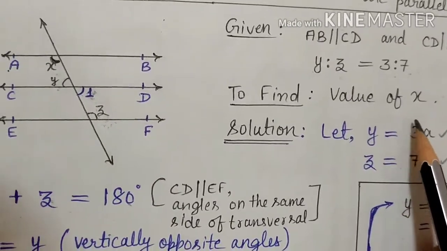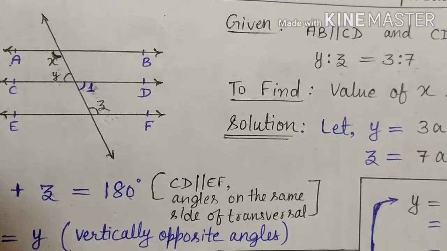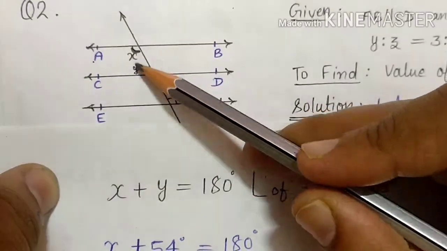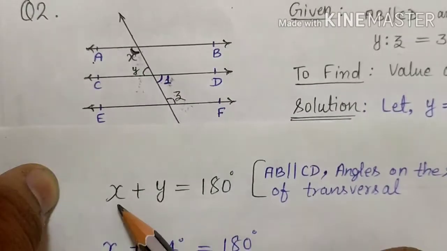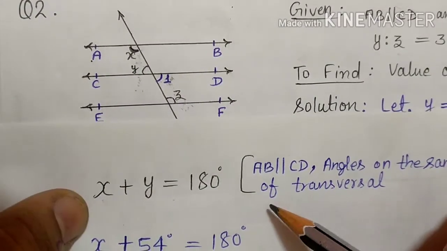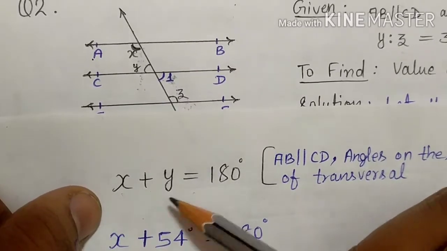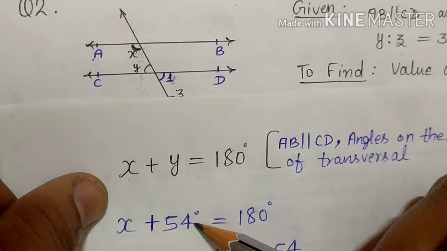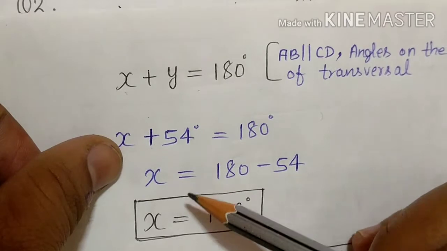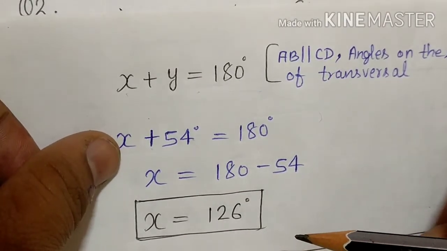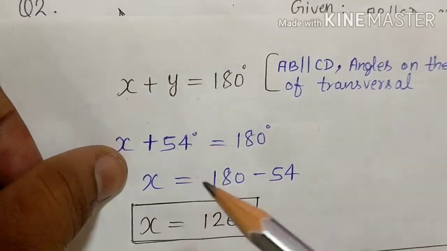Now what we have to find out? We have to find the value of x, this x here, okay? So see what we will do here now. As we can see here, this x plus y, they are coming on the same side of the transversal. So their sum is how much? 180 degree. So we can write x plus y equals to 180 degree, as AB is parallel to CD and these are angles on the same side of the transversal. So x we don't know, we have to find out, and y we have just found, that is 54 degree. So 54 will go that side. It is right now plus, it becomes minus. So 180 minus 54. In this way we got x value: 126 degree.